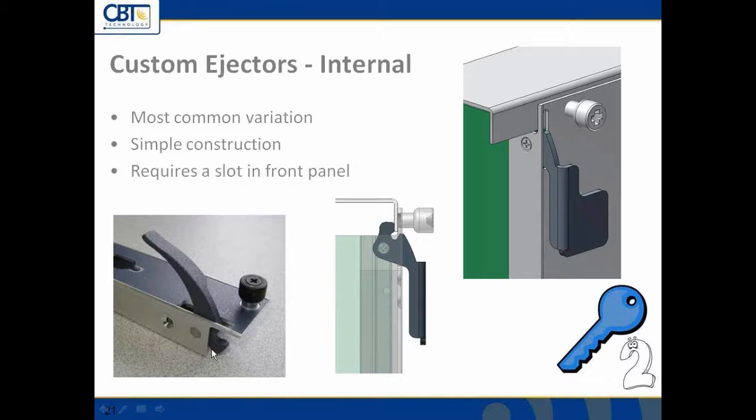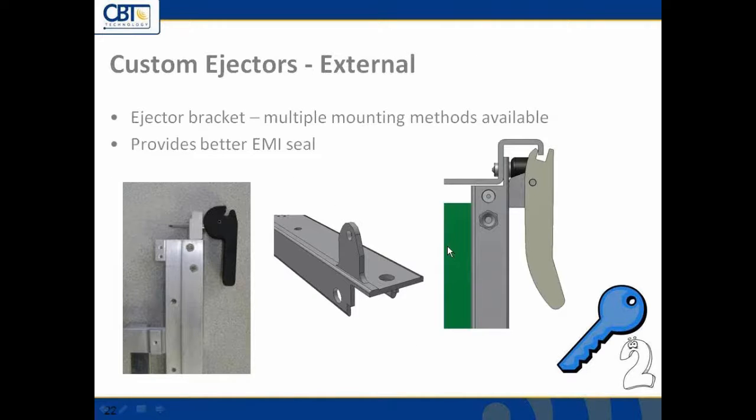A large majority, most of our ejectors that we do are the inside version because it's a pretty simple construction, although it does require a slot in the front panel, which sometimes can be an issue for EMI. When that's the case, that has driven some of our customers to the external version. It basically means your attachment plane for your front panel to your chassis is inside, if you will, the ejection mechanism. This is probably the best one to see over here on the right-hand side.